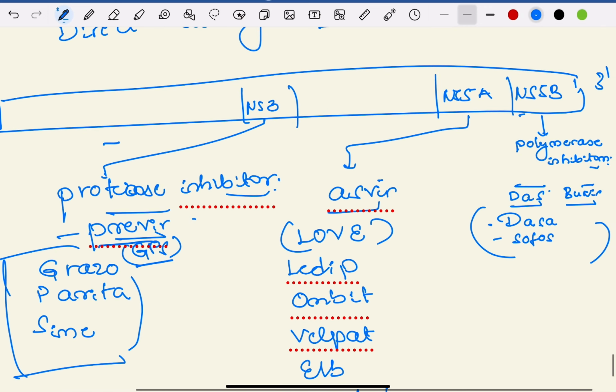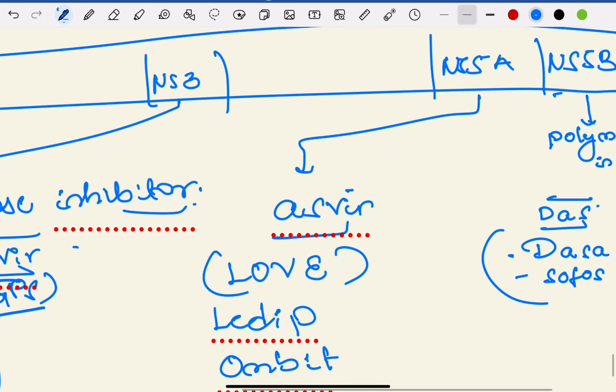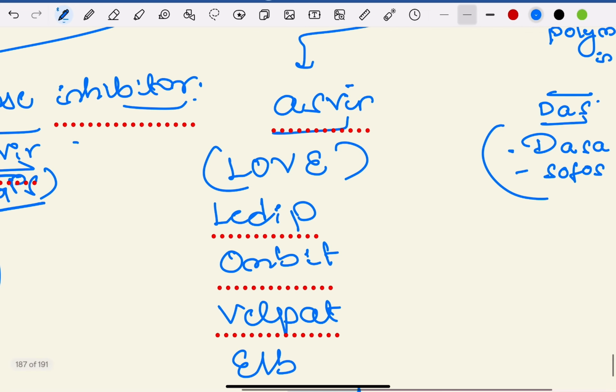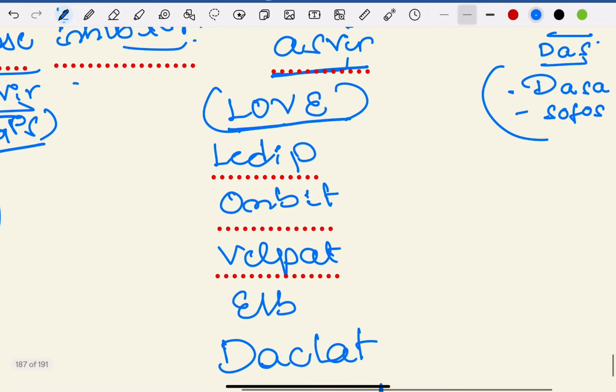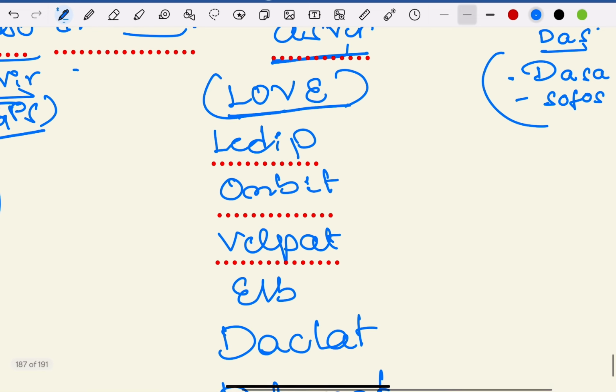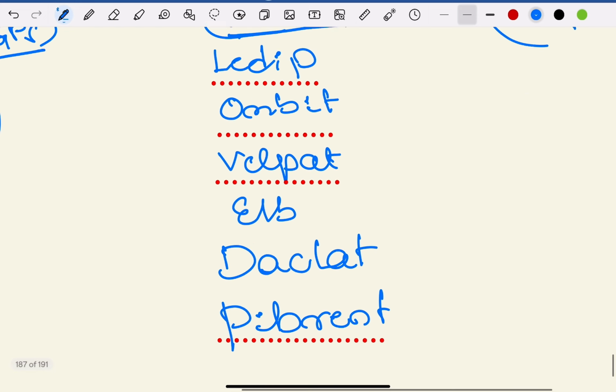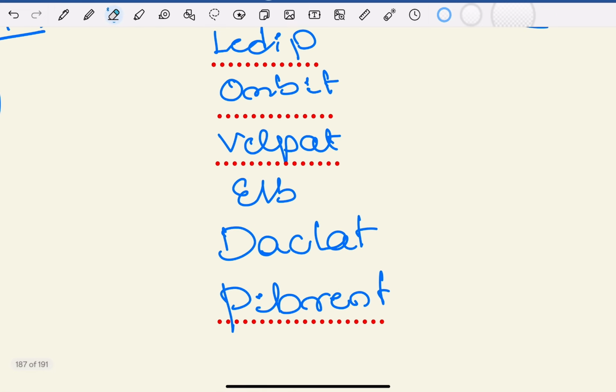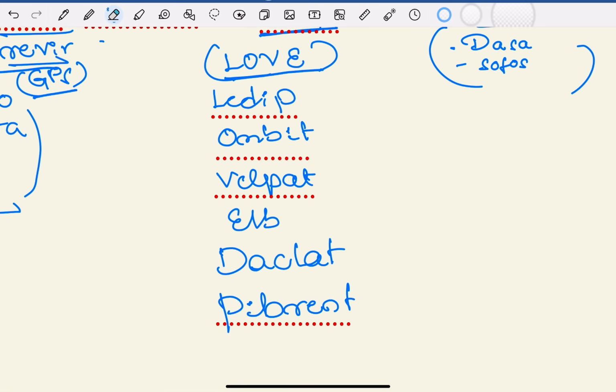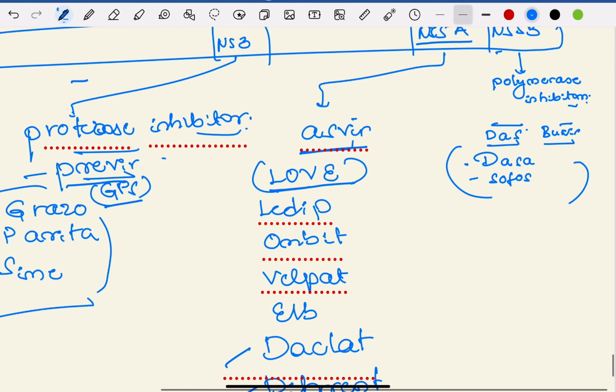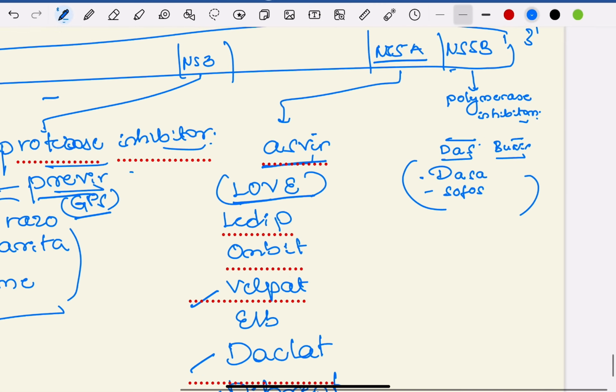Other groups of drugs are NS5A inhibitors. These end with asvir, and you can remember them with the help of the mnemonic LOVE: ledipasvir, ombitasvir, velpatasvir, elbasvir. Other two drugs are daclatasvir and pibrentasvir. You have to remember these drugs, pibrentasvir and daclatasvir. Velpatasvir you should not forget.